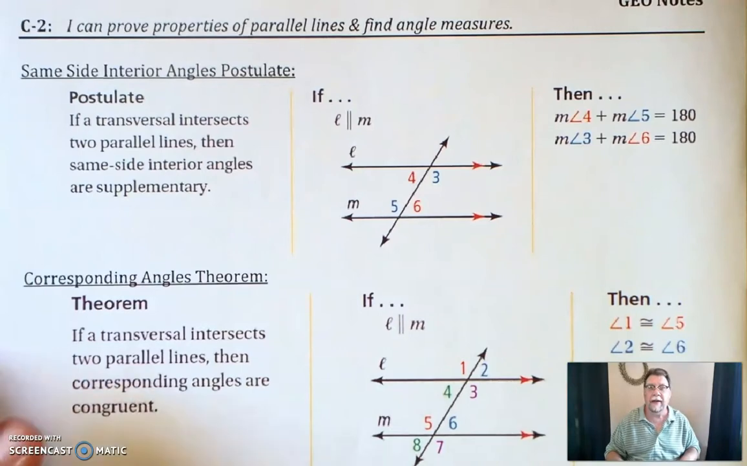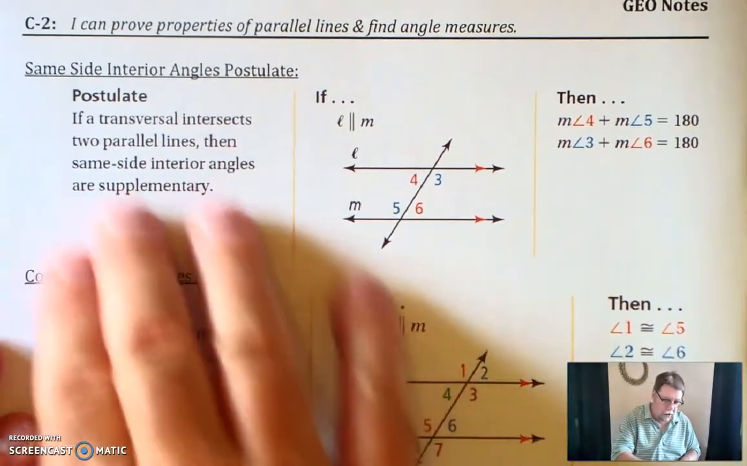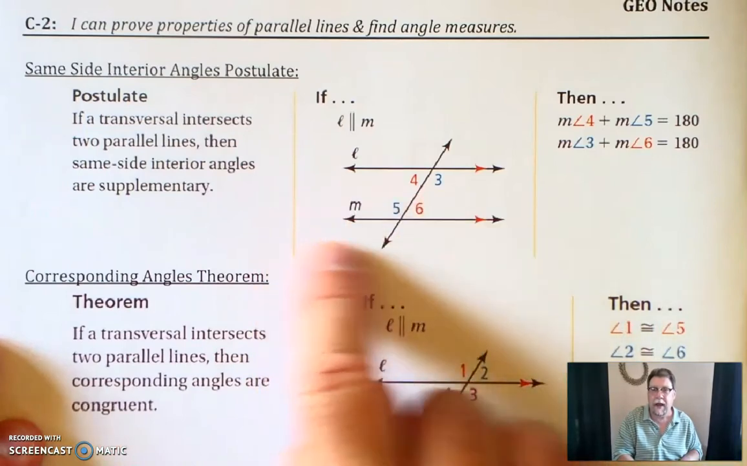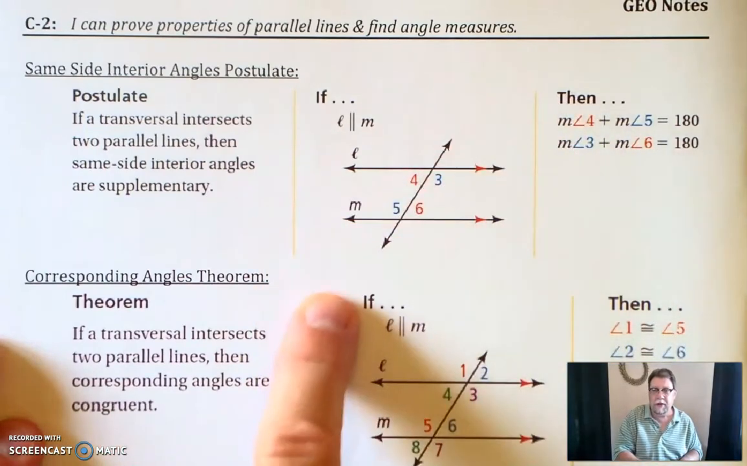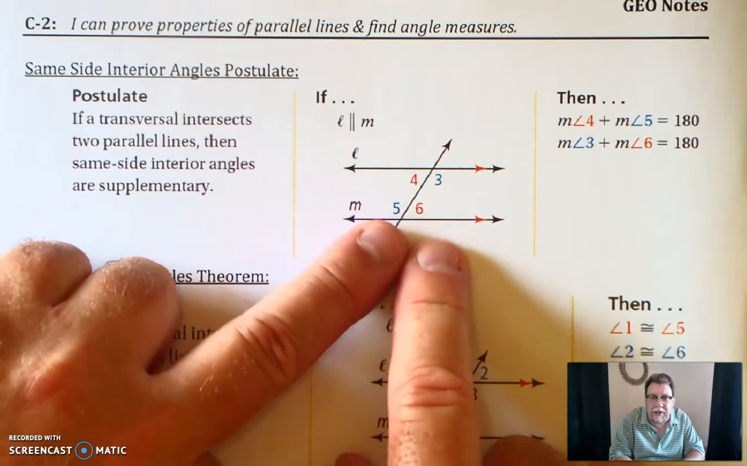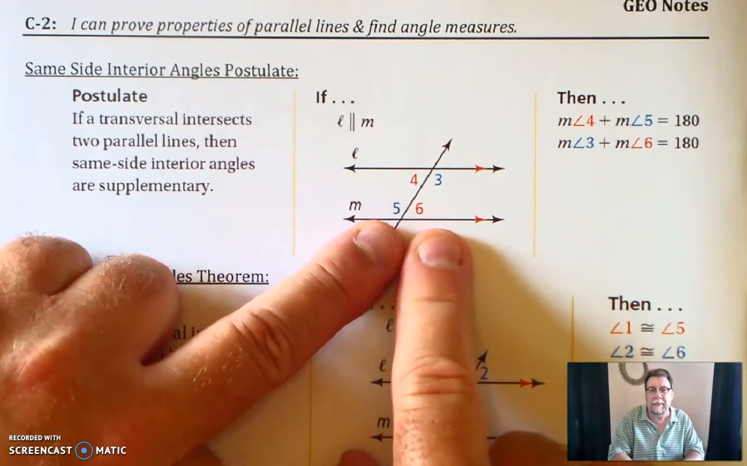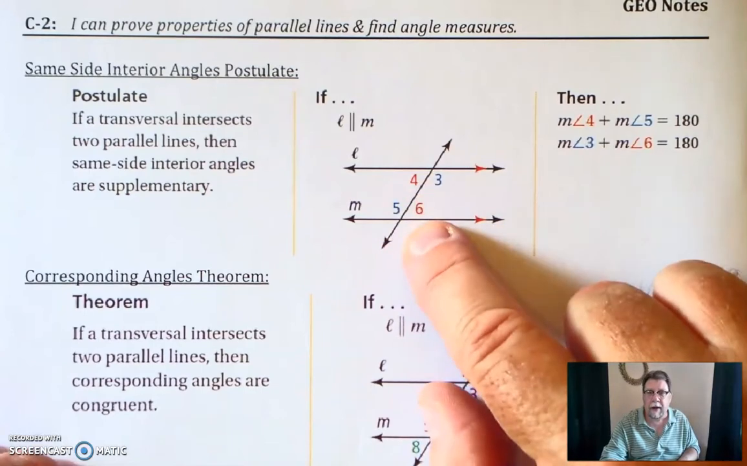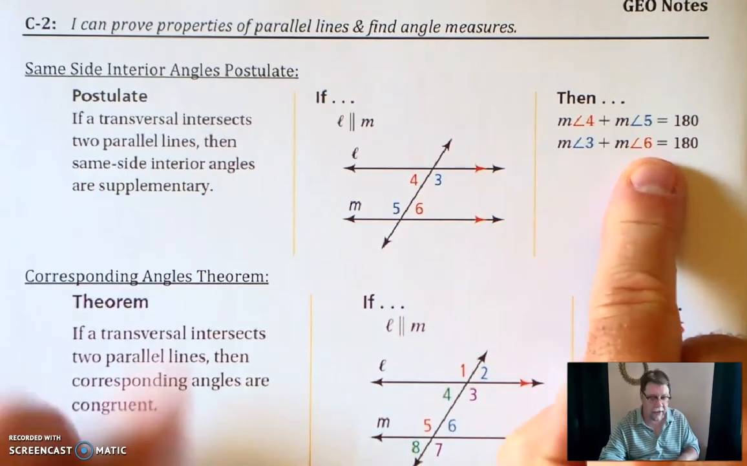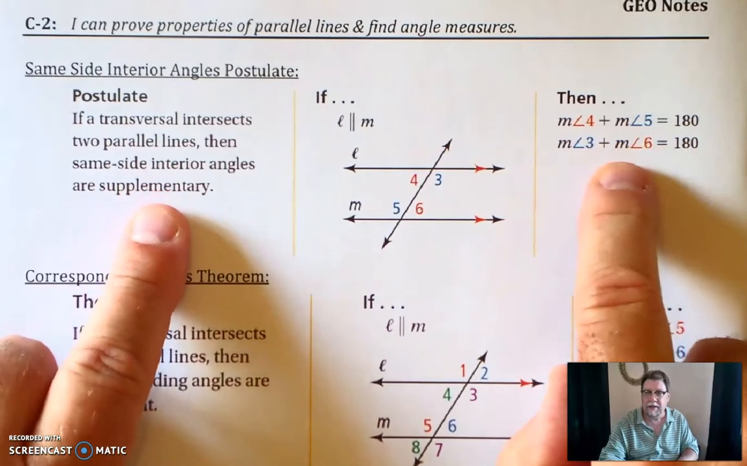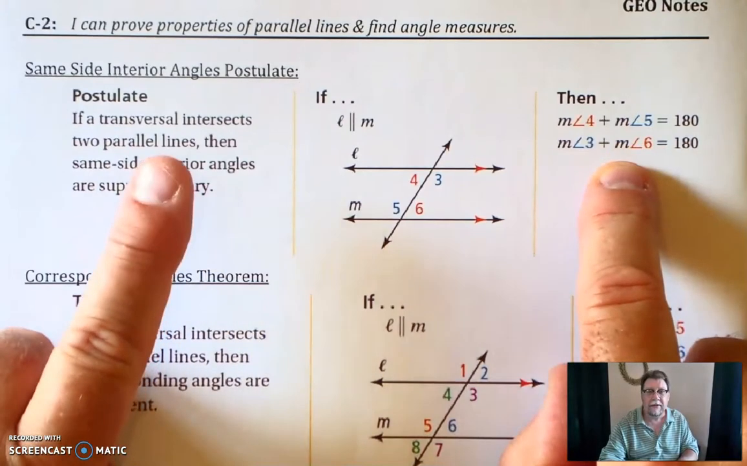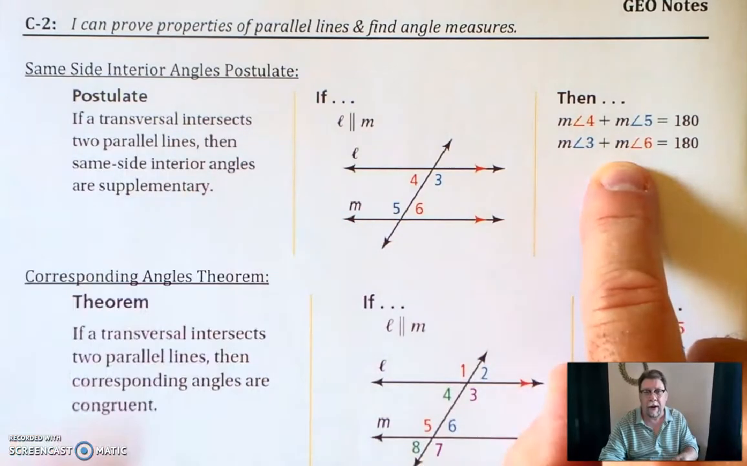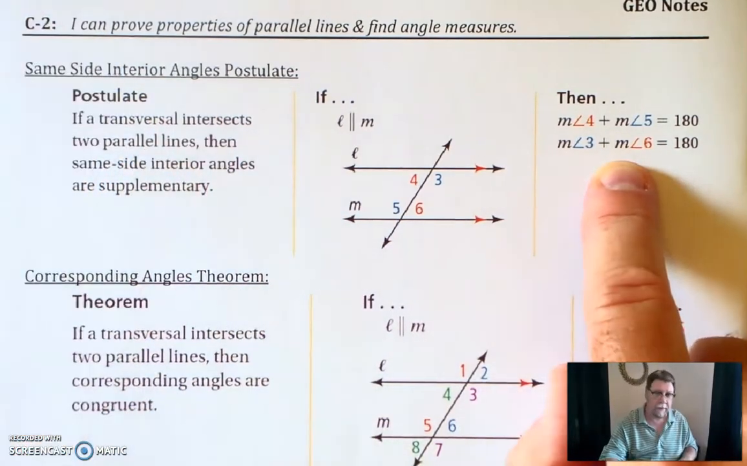And we'll take a look at the postulate. It's called the same side interior angles postulate. So if I have two lines that are parallel, L and M, a transversal cutting through them, I'm only looking at the interior angles, and on the same side I have 3 and 6 and 4 and 5. What's true about them is that they are supplementary. It says it over here, and it says it over here. The same side interior angles are supplementary only when L and M are parallel. Remember, it's got to be when they're parallel.